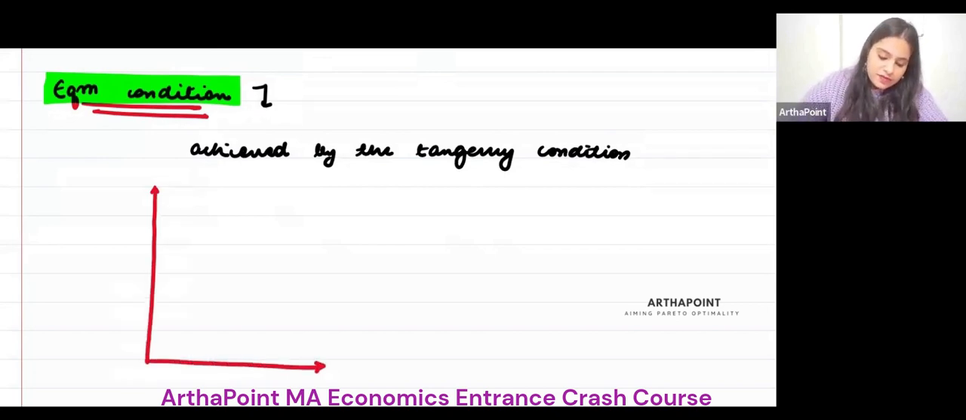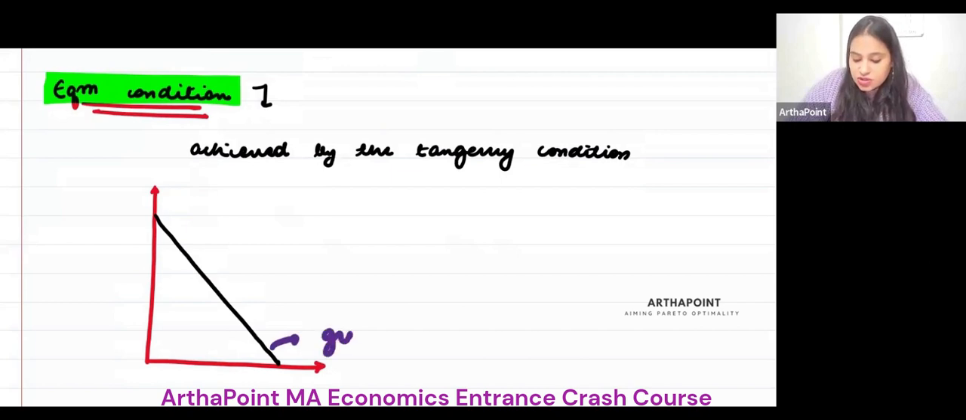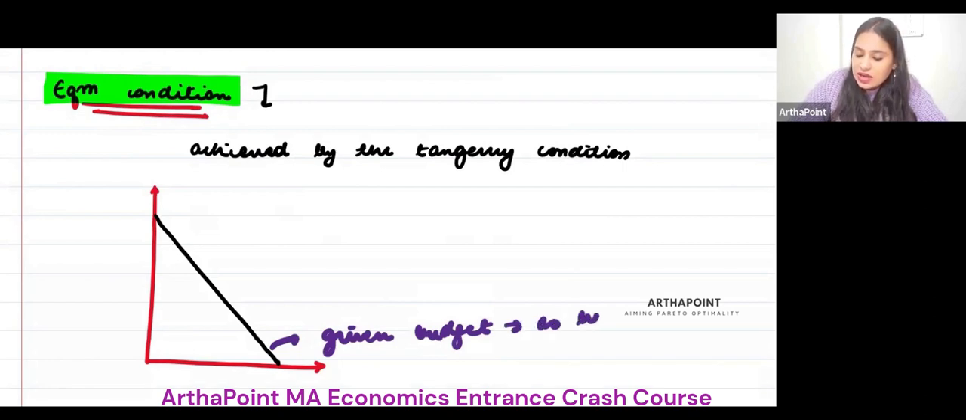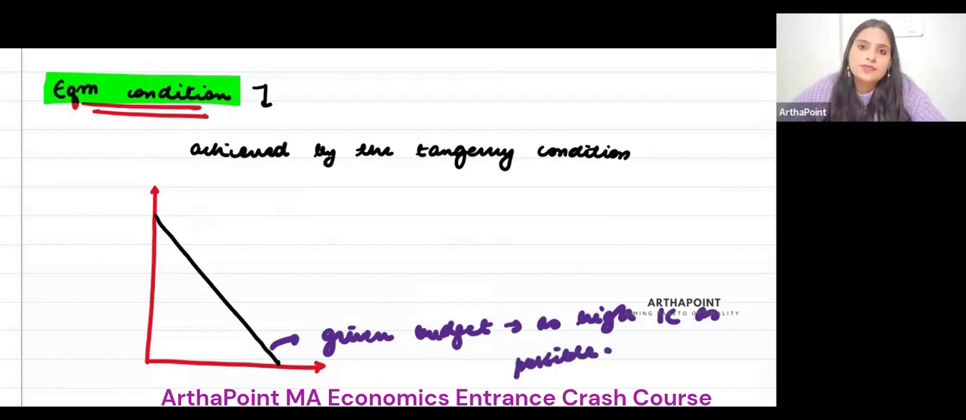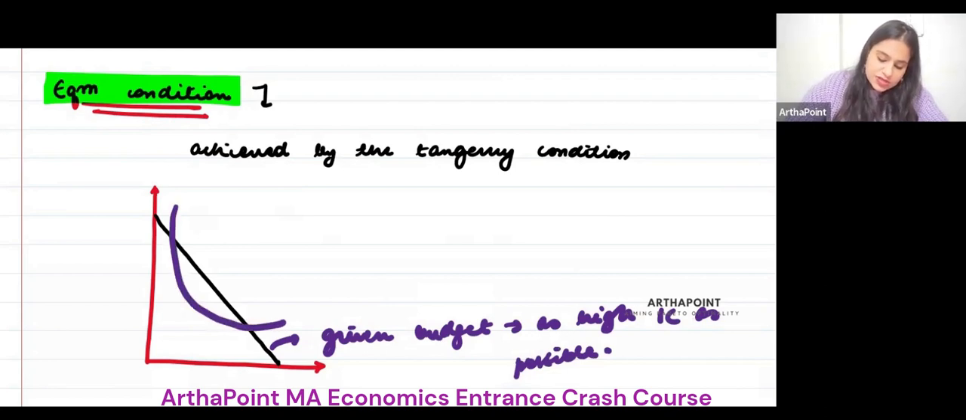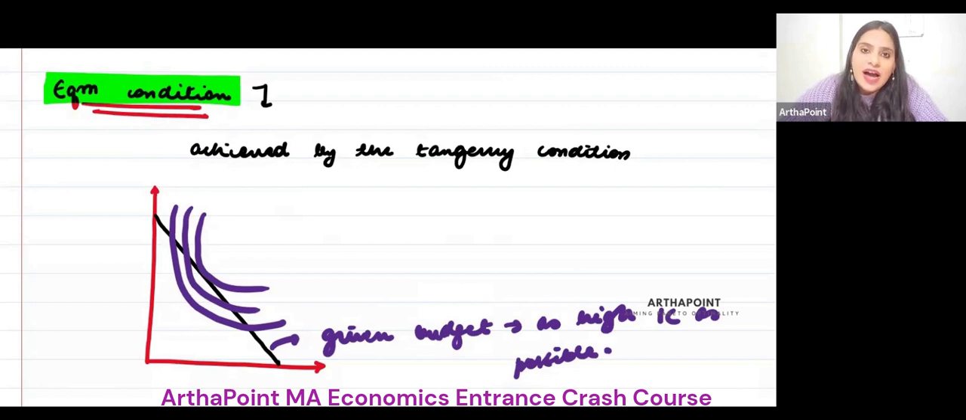So I have this as my budget line, and for this given budget, I want to attain as high an IC as possible. So I start with an indifference curve and I want to go as high as possible. The highest indifference curve that you attain is at the point of tangency.